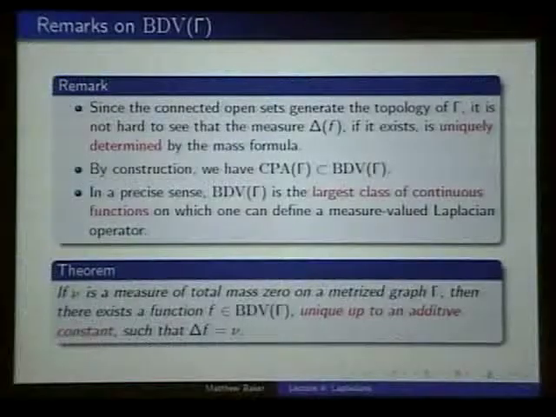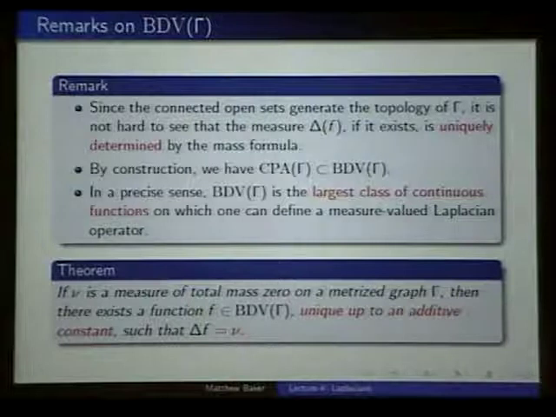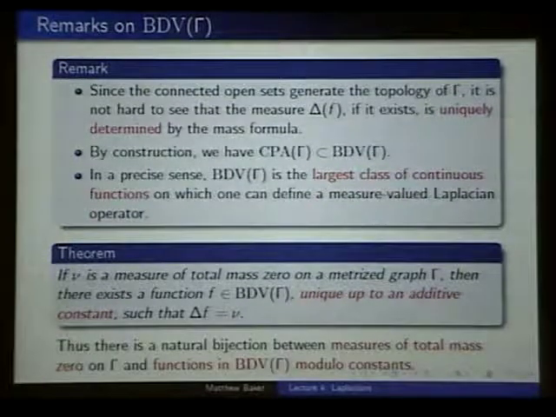Right? So given f in BDV, you can take its Laplacian, you'll get a measure of mass 0, and you can go backwards. Any measure of mass 0, you can find a function f which solves this differential equation, and it's unique up to adding a constant. So these functions in BDV modulo constants correspond to measures of mass 0. So that's why the definition is natural.